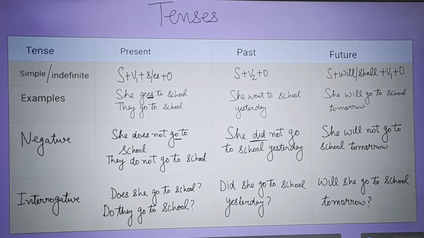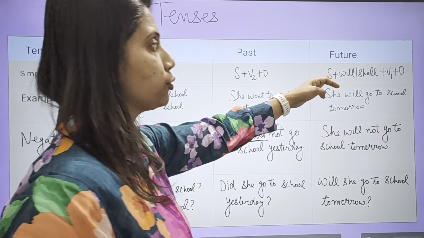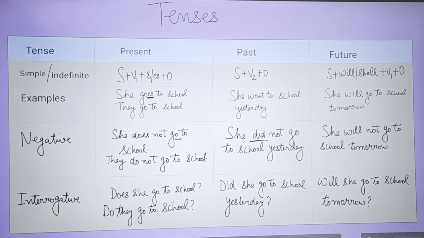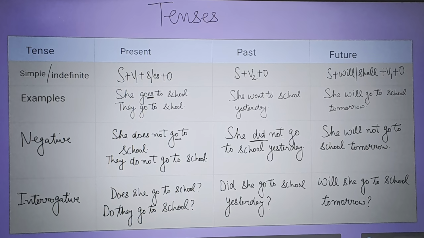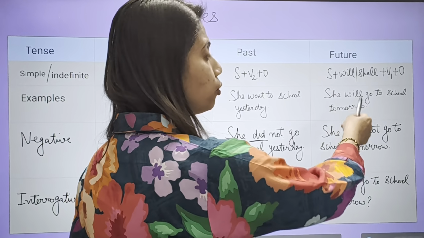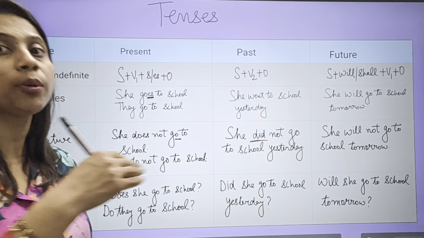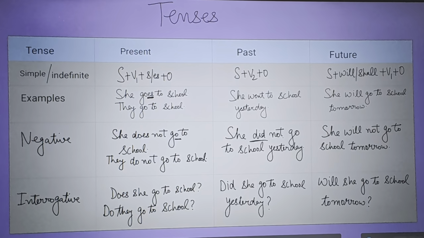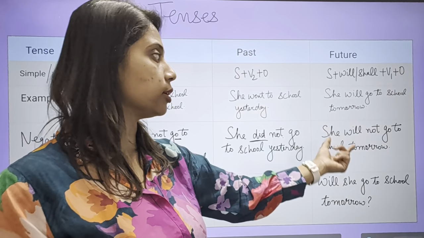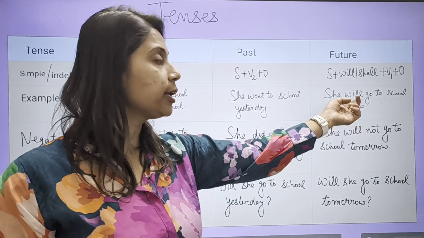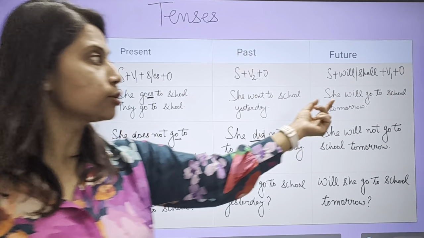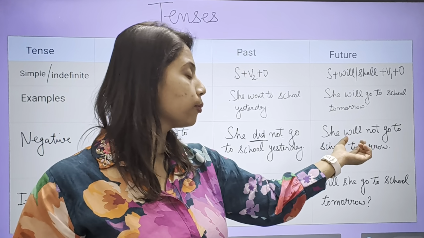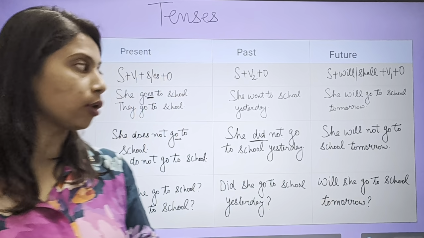So the next is future indefinite tense or simple future tense. In this, subject plus will or shall plus first form of verb plus object. So in this, you will simply write she will go to school tomorrow. As we are talking about future tense here, so you will use here tomorrow in the sentence. So in this, already helping verb is here and main verb is go here. So after will, you will use not. She will not go to school tomorrow.